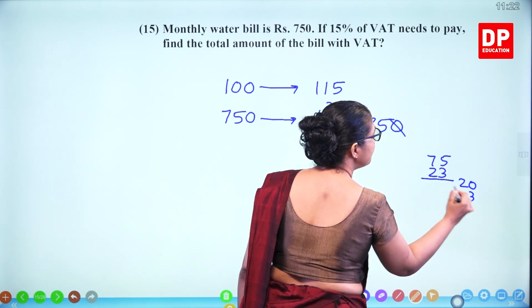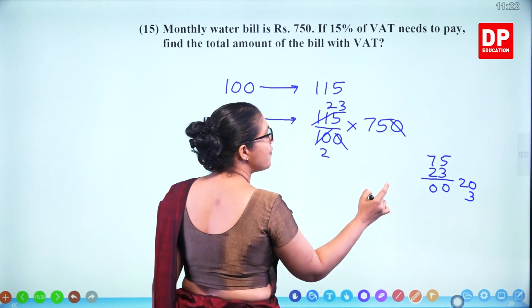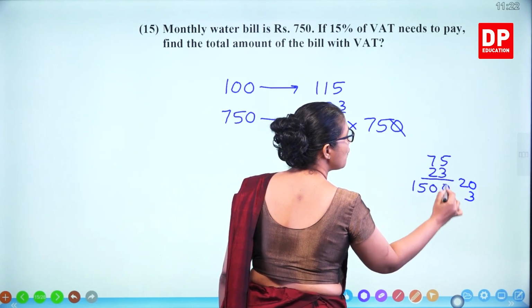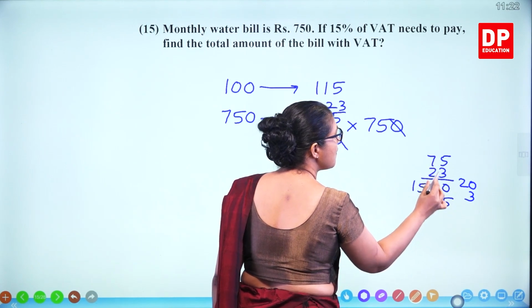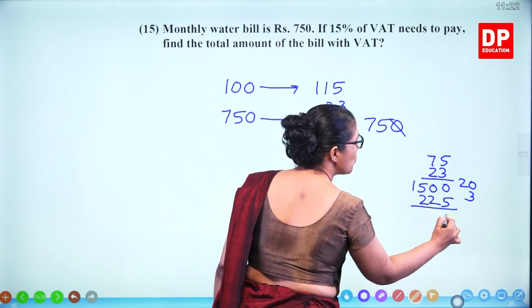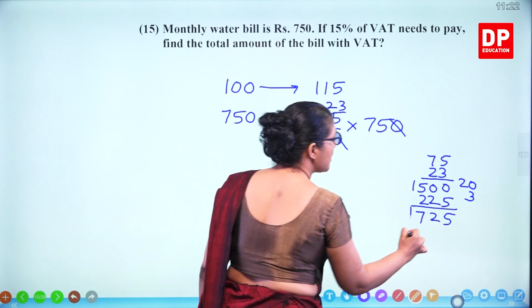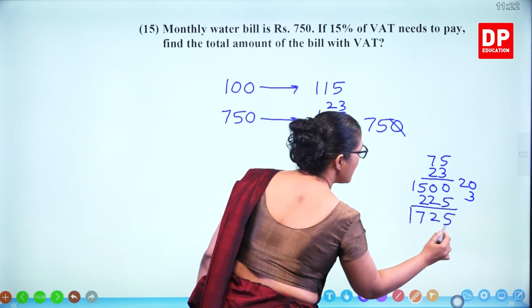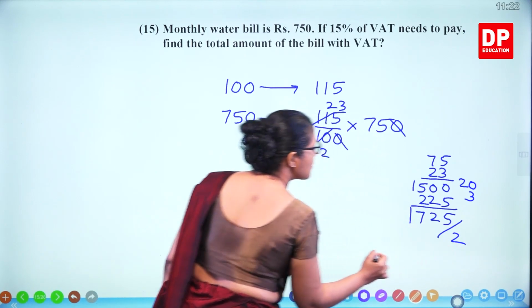20 and 3, 10 and 1 remain. 14 plus 1, 15. 3 plus 3 into 5, 15. And 3 times 7, 21 plus 1, 22. So when you add it, you get 1725. You need to divide this by 2. So divide this by 2.